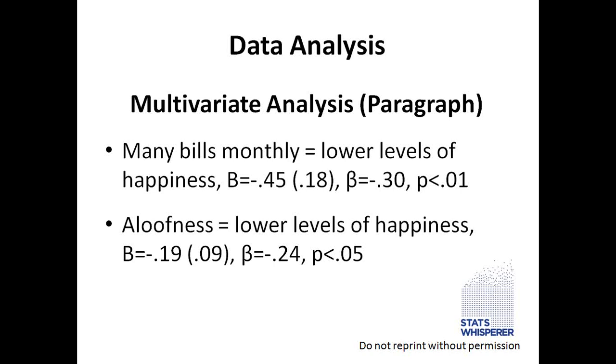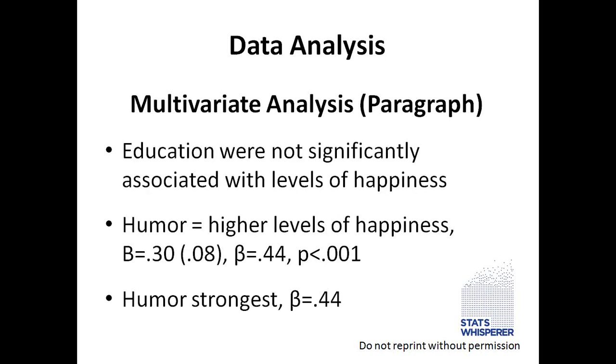Then the next thing to report is the value of the independent variables. So we would say many bills monthly was associated with lower levels of happiness. Then we report the beta at 0.45 and the standard error of 0.18. Then we report the standardized beta and level of probability. And the same with aloofness. So these are all statistics that you just put right in that text. It makes it look very scientific. Okay. Then education was not significantly associated with happiness, but humor was.